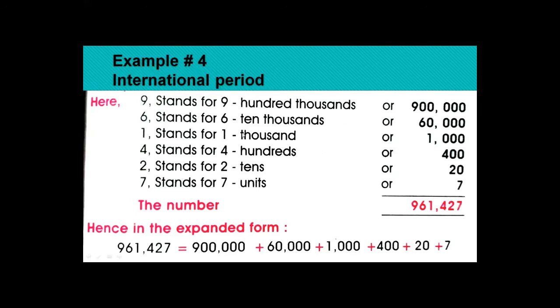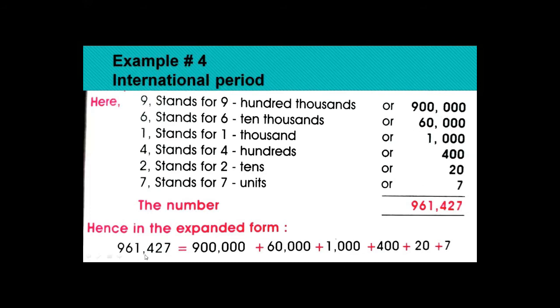3 zeros. 4 stands for 400. You know very well how many zeros are there in 100: 2 zeros. So you will put 2 zeros here. And 4 stands for 400. 2 stands for tens. 2 comes at the place of tens. You know very well how many zeros are there in tens: only one zero. So 2 represents 20. And in units, it is only a single digit, no zero is placed here. So you will write 7 as it is. And this is the number form of these expanded digits.